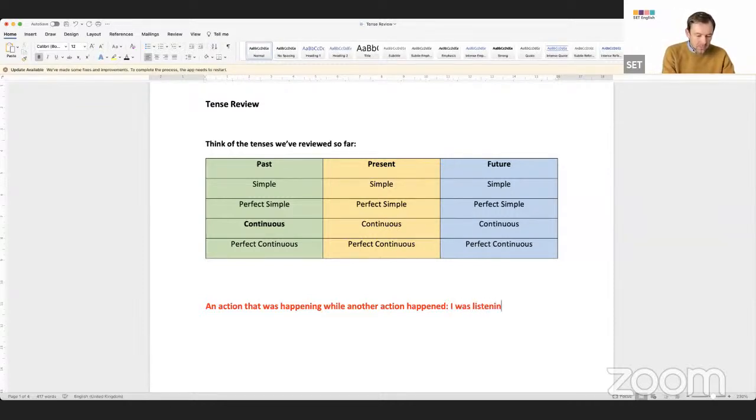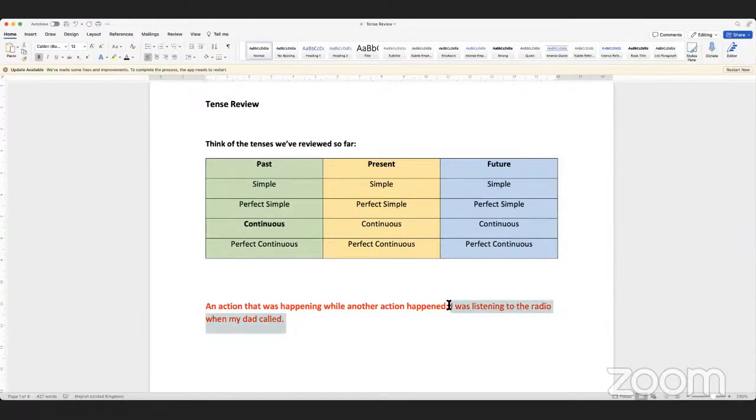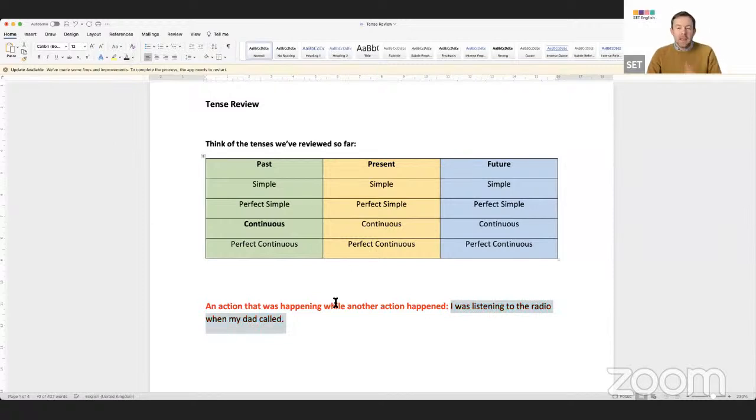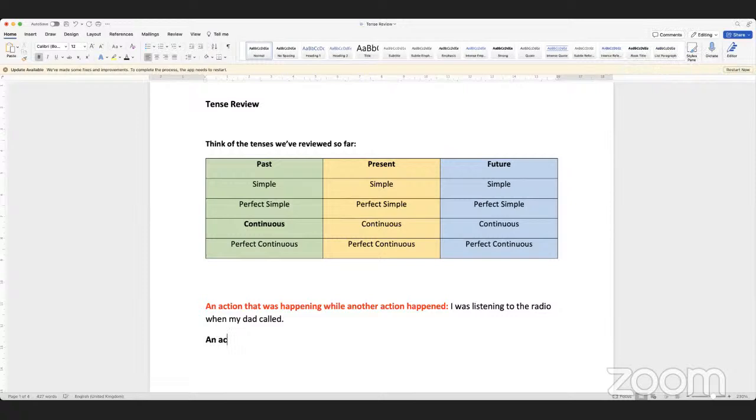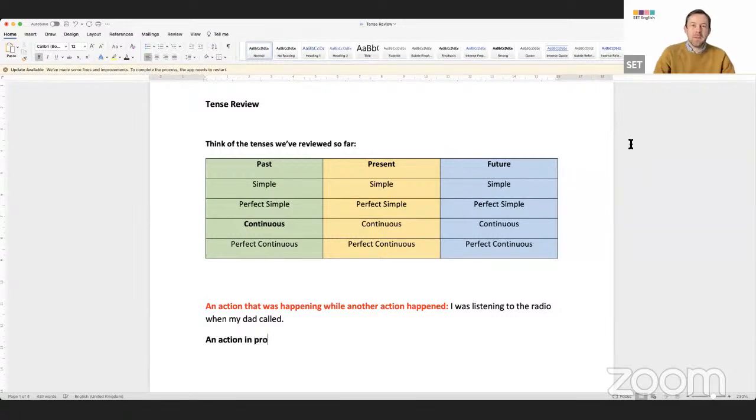I was listening to the radio when my dad called. Yeah, that makes sense, doesn't it? For sure, I definitely agree with that. So if we're being a little bit more precise, it's an action in progress at a time in the past. That's right. An action in progress at a time in the past. Okay, good work. That's good. Thank you, Ahmad.